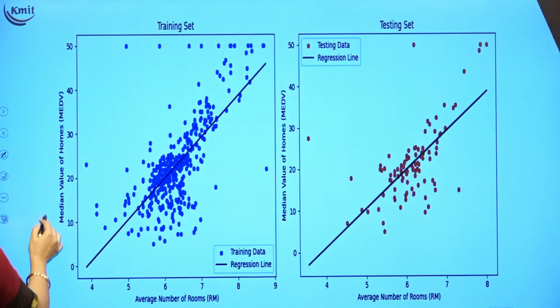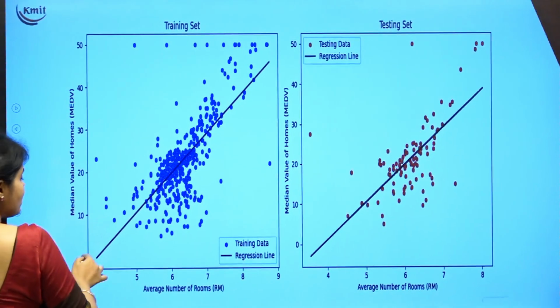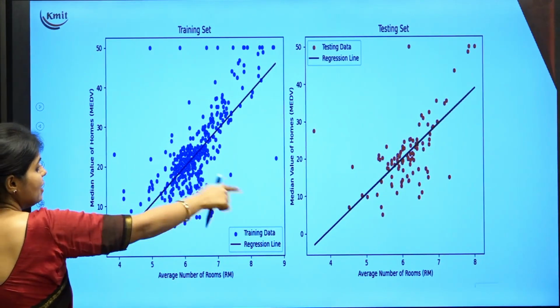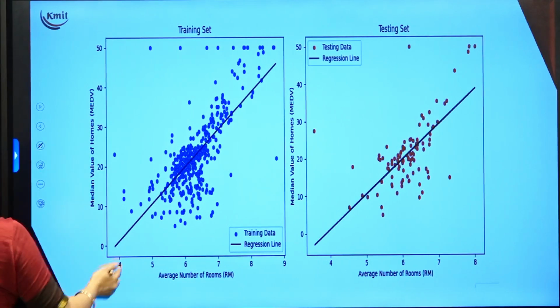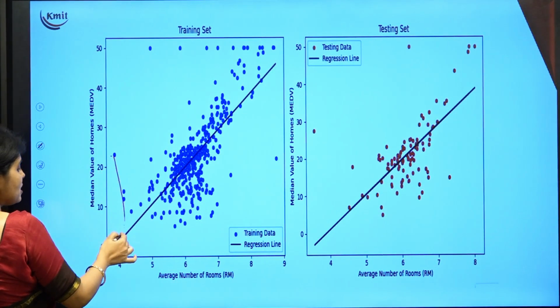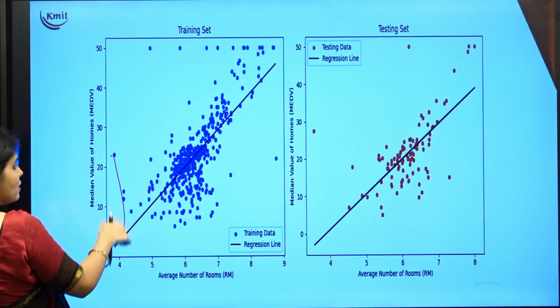Median value of the home is the output, this is the input, these are the data points, and the linear regression line is being covered like this. This is on training data and that is on test data. On the training data itself the model is not performing well because, as you can see, this is the actual value, this is the predicted line. The distance between actual value and predicted value is large.